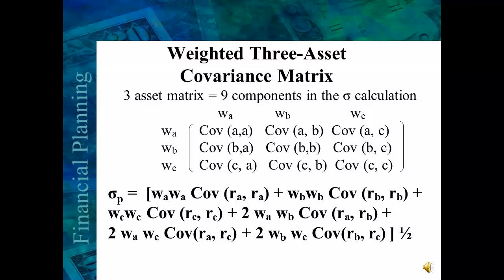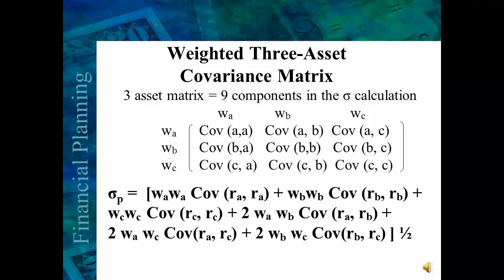Now, look at the three asset covariance matrix on this slide. The three assets are A, B, and C. Again, you must consider the weighting of each asset in the portfolio, and you must consider how each asset moves relative to every other asset in the portfolio. When you do this, you discover 9 relationships.